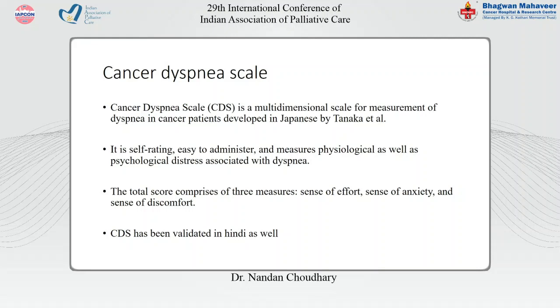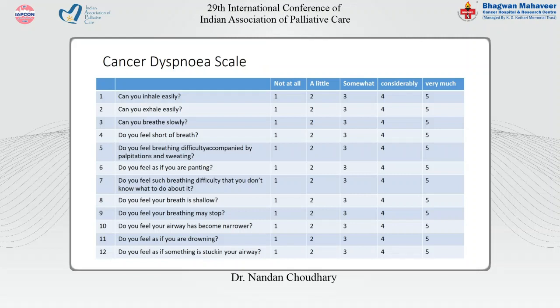Now coming to the Cancer Dyspnea Scale. Most of the time in palliative care we deal with cancer patients, and this is a tool which has been specifically validated for measuring dyspnea in cancer patients. It is a multi-dimensional scale for measurement of dyspnea in cancer patients, developed by Tanaka et al. It is self-rating, easy to administer, and measures physiological as well as psychological distress associated with dyspnea. The total score comprises three measures: sense of effort, sense of anxiety, and sense of discomfort. The CDS has been validated in Hindi as well, and I have seen a Marathi version of the Cancer Dyspnea Scale also.